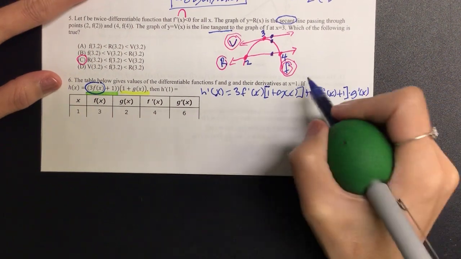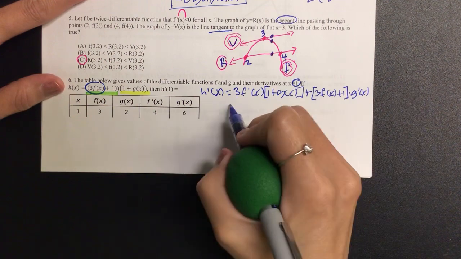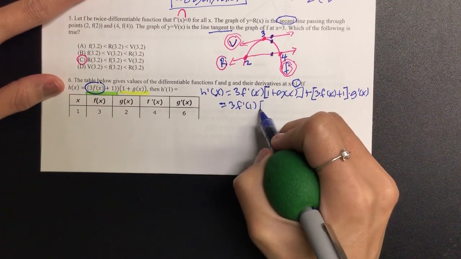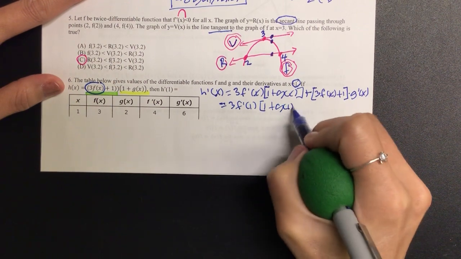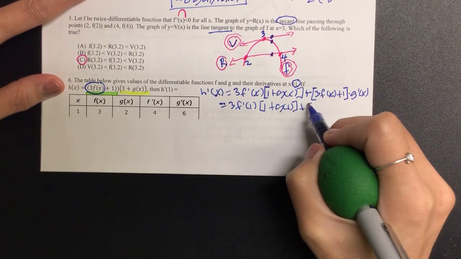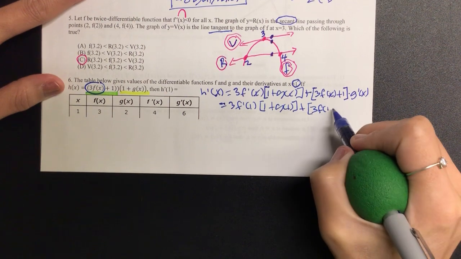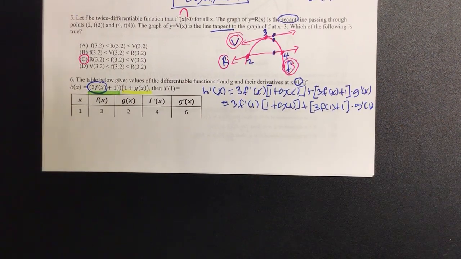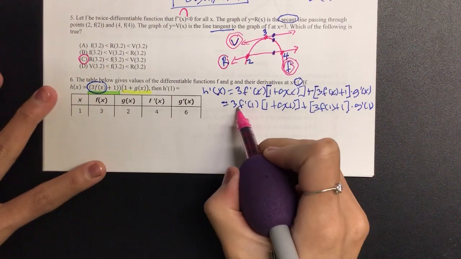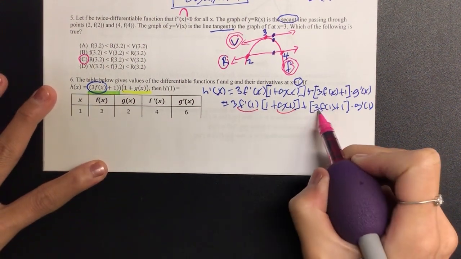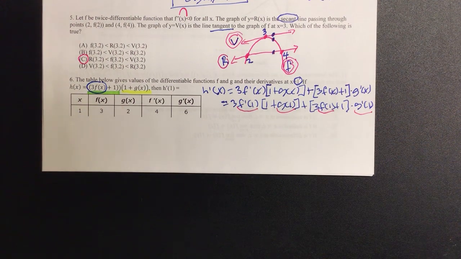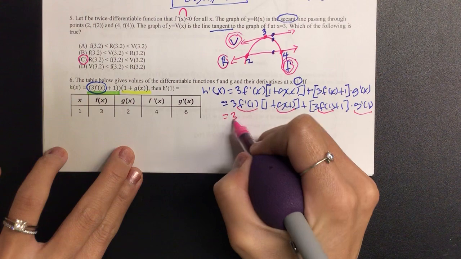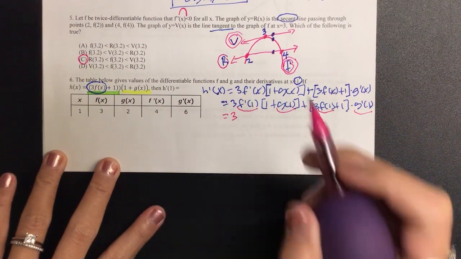Now let's plug in the 1 that they want us to compute. So we will have 3 f prime of 1 times (1 plus g of 1), plus 3 f of 1 plus 1, times g prime of 1. So let's find each component: f prime of 1, g of 1, f of 1, and g prime of 1. Let's leave the 3 alone. That's our coefficient. What is f prime of 1?